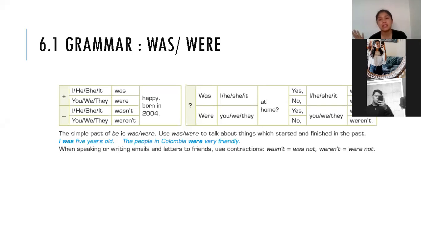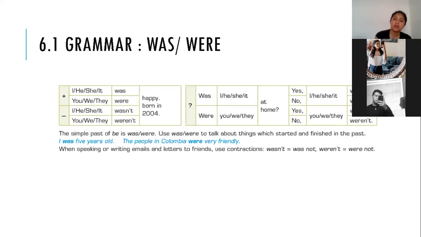How can I make an interrogative sentence using the past tense of the verb to be? Well, I'm going to start with the auxiliary verb, in this case was, and in this case were. Then the subject, and then the complements, right? Was he at home? Were they at home? And the answers will be: yes, she was. No, she wasn't. Yes, we were. Oh, no, we weren't. Right? So the simple past of the verb to be is was and were.